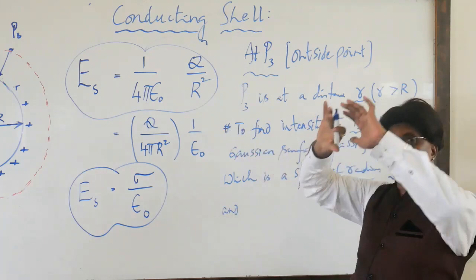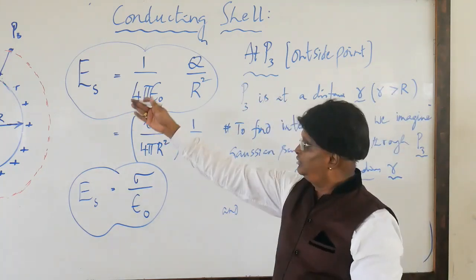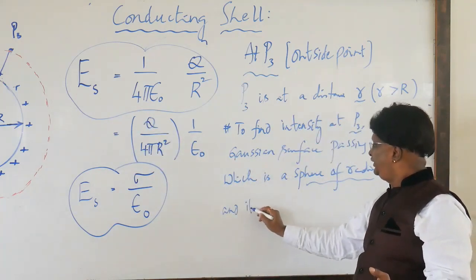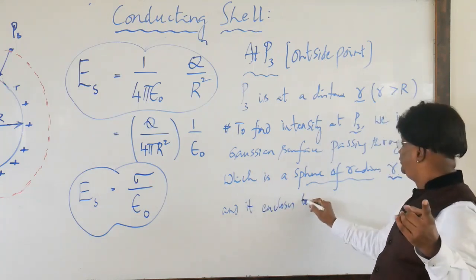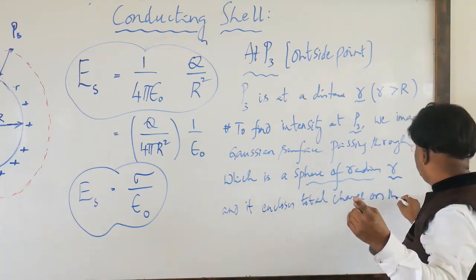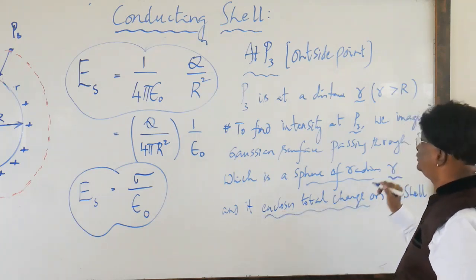When you take that bigger sphere of radius small r, then what happens? All the charge will be enclosed by the Gaussian surface, is it not? It encloses the total charge on the shell. Encloses total charge on the shell.